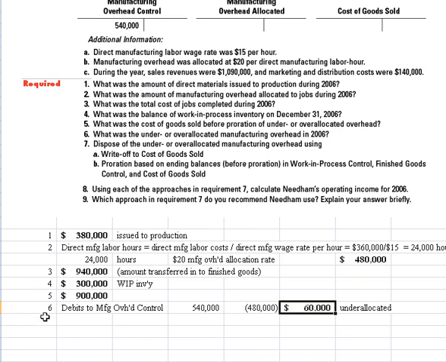And we'll drop that in there. All right, now we look at number 7. Number 7 asks, dispose of the under or over-allocated manufacturing overhead using a write-off to cost of goods sold or a proration based on ending balances. And base it on ending balances before the proration in work in process control, finished goods control, and cost of goods sold. Okay, let me adjust the screen here.